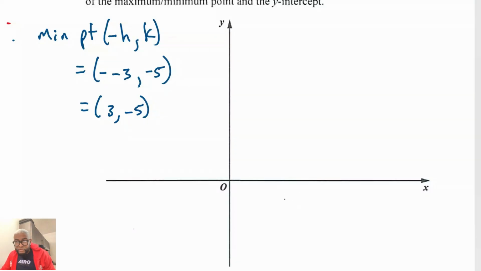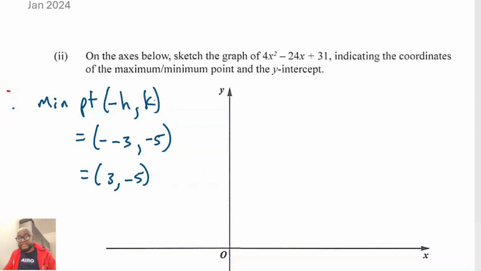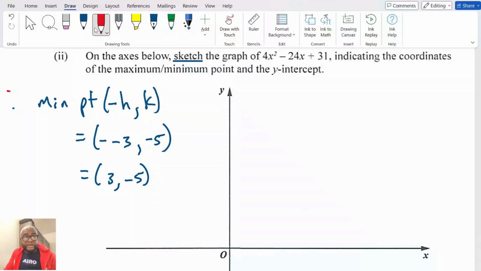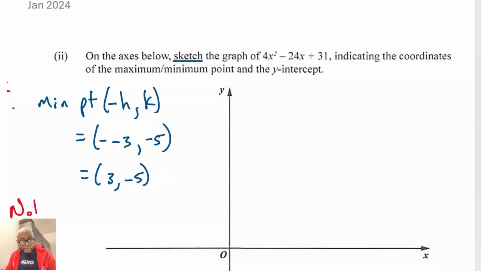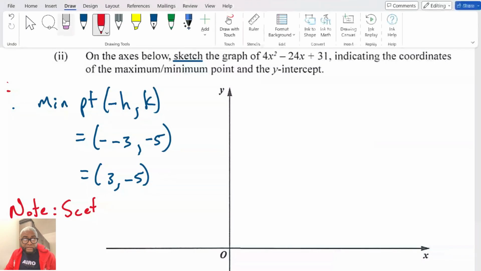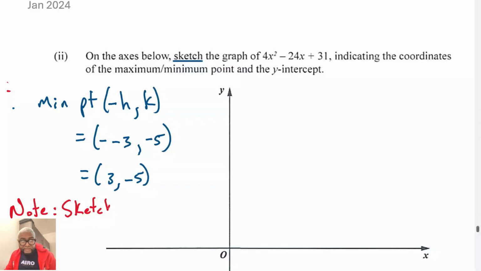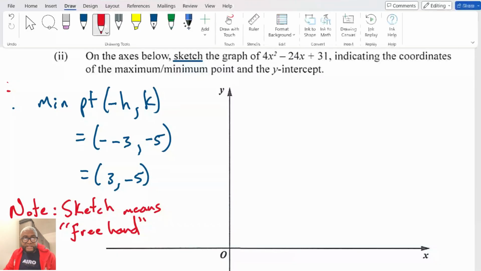So from the time you see the word sketch, sketch means freehand. Let's put it as a note. Note: anytime you see the word sketch, you know you're doing it freehand. You'd rather get no graph. You'd rather raise your hand and ask the examiner where your graph is. Sketch means freehand, for lack of a better phrase. So let me draw this freehand.